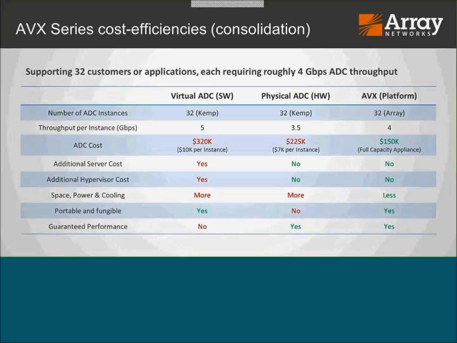Now let's look at the AVX Network Functions platform. 32 instances, each with 4 gig throughput, and I priced this out using our price sheet, list price, $150,000, okay? Additional costs for servers? No. Hypervisor costs? No. Space, power, cooling? Greatly reduced. Are these functions and the licenses fungible? Yes. Is there guaranteed performance? Yes. So it's not an end-all, be-all. It's not going to be perfect for every situation, but there are a lot of positives to this approach and to the network functions platform.